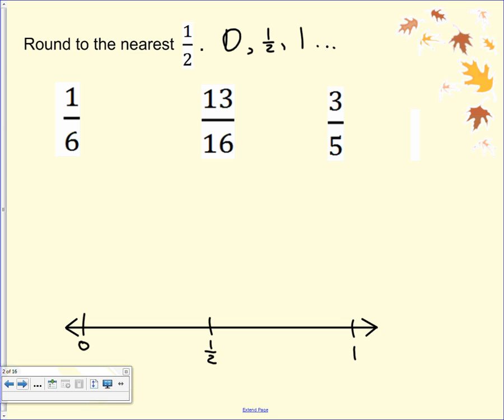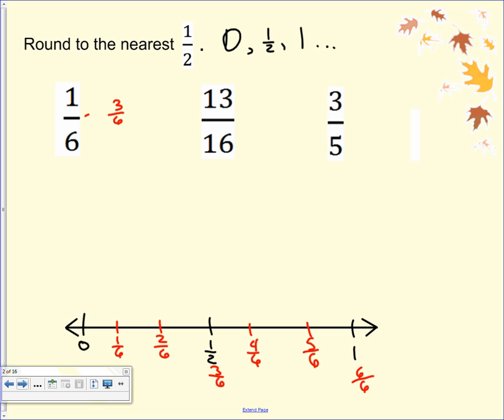Now, what would 1/2 with sixths be? Well, hopefully you're telling me 3/6. So this would be 3/6 right there. Then we need to do 1/6, 2/6, 3/6, 4/6, 5/6, and of course that would be 6/6.